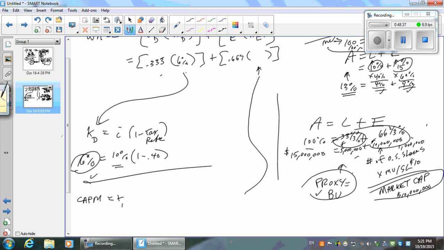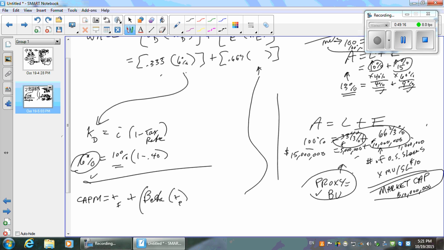We've got risk-free. It's the return that you would get on a risk-free investment. It equals risk-free, plus beta, times risk premium. And it's the market risk premium.